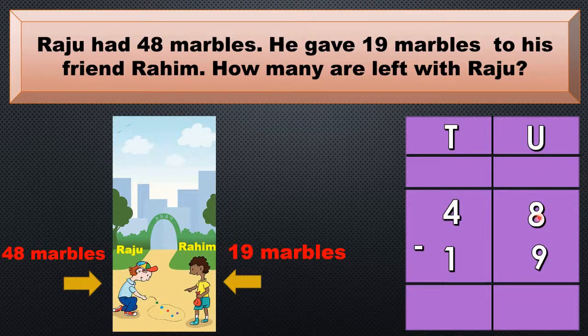First, can we take away 9 from 8? No, because 9 is more than 8. So what do we do? We will borrow 1 from here, the tens place. So here comes 3. And then first we will solve the units place. 18 subtract 9 is equal to 9. 3 minus 1 is equal to 2. So how many are left with Raju? 29 marbles.